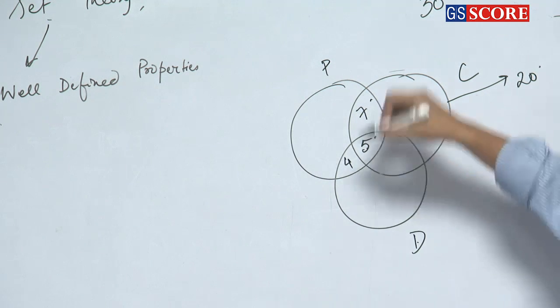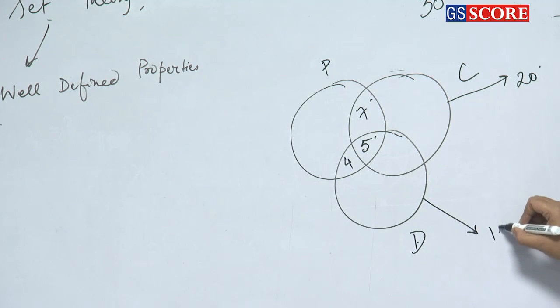18 prefer Dew. So the value of this circle is 18. Isn't it? No one prefers only Pepsi. So this is 0. Clear or not? How many prefer only Coke and Dew?